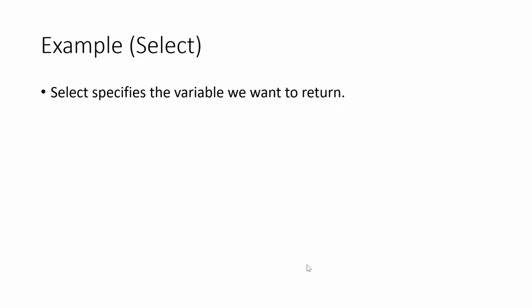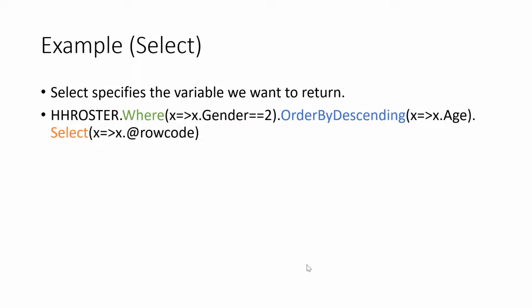Next up, our function select to be added to our big line of code. This specifies the variable we want to return. So we said at the start we wanted to get the row code of this oldest female. So again, we add it onto our big function using a full stop, select, and then specify that we're wanting to select the row code variable.